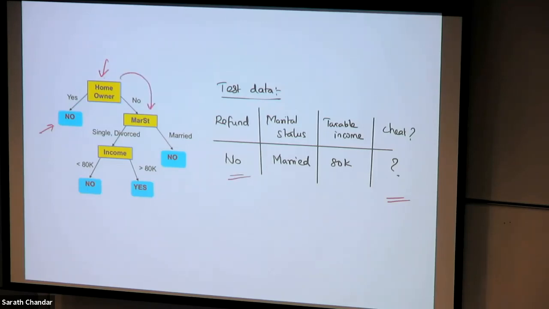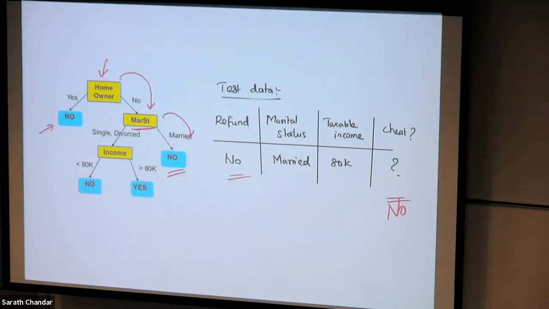Now, if the person is not a homeowner, which is the case now, then you move to the next level of testing. Now you are checking the marital status of the person. In this case, it is married. If somebody is married, then this tree says that they will not cheat in paying back. So you can trust this person. For this particular test data, the answer is no.